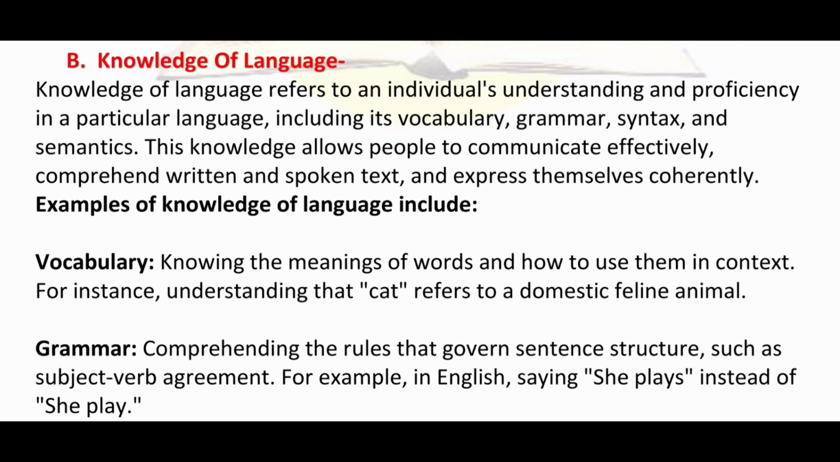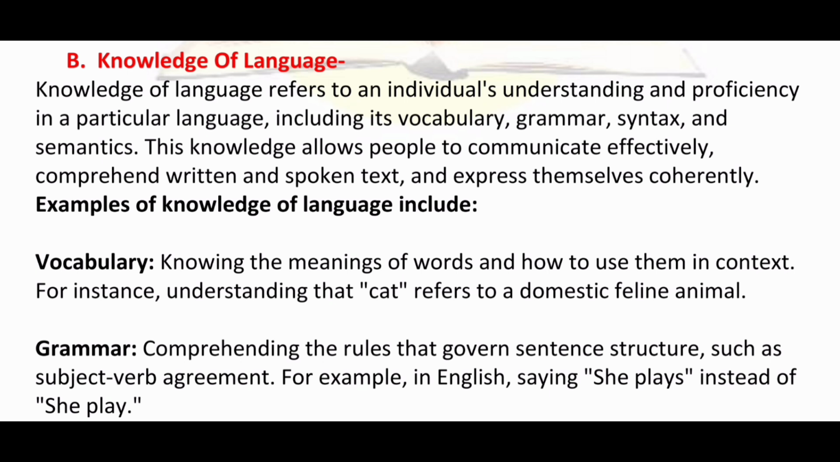Examples of knowledge of language. So what are the examples of knowledge of language? Let us see. Number one comes vocabulary. Of course, you know the meaning of vocabulary. Vocabulary means what? It means that you know the meaning of the word.